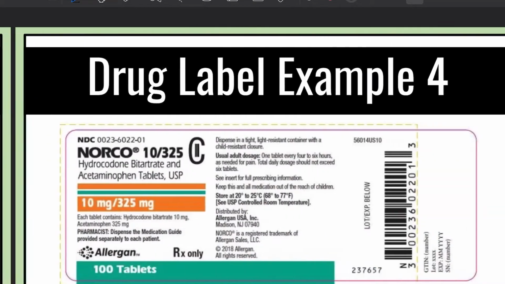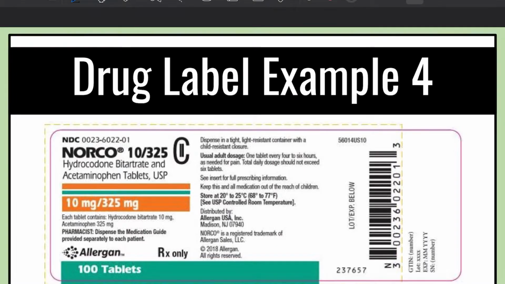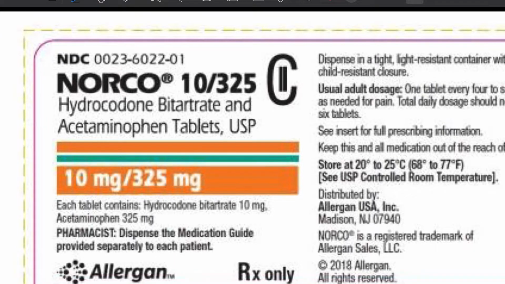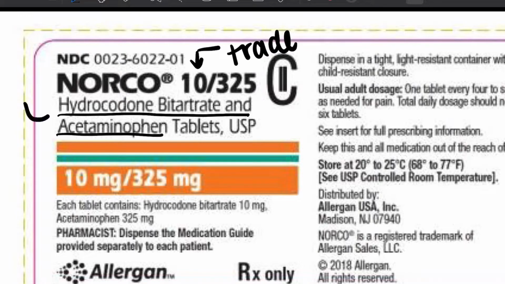All right, so last example for our medication labels. We look here, we have Norco, registered trademark, 10/325. This is our trade name. So then we look, we have hydrocodone bitartrate and acetaminophen tablets. So this hydrocodone bitartrate and acetaminophen, that's our generic. So in this case, both of these are generic.